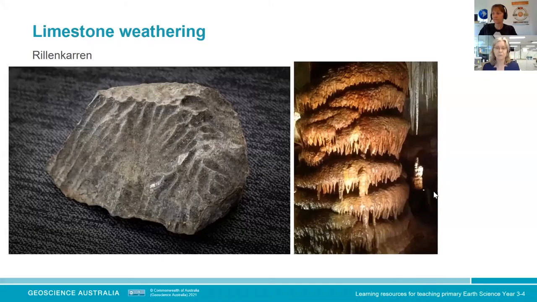Another example might be just simply heating and cooling of a rock repeatedly again and again and again can cause it to start to crumble. Now, the next slide has a picture of limestone, and that is a rock that is often chemically weathered. Now, for young students, this is kind of a tricky thing to show.